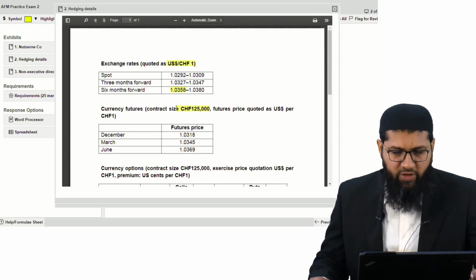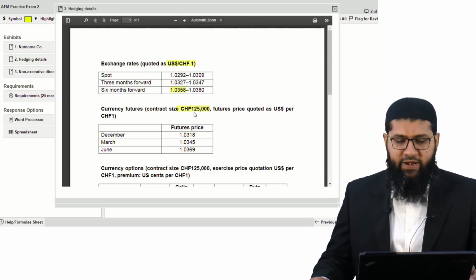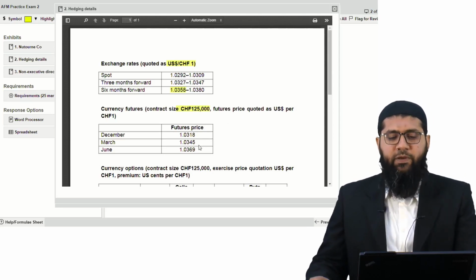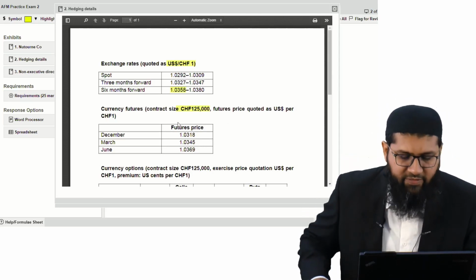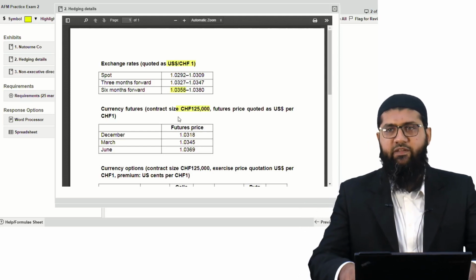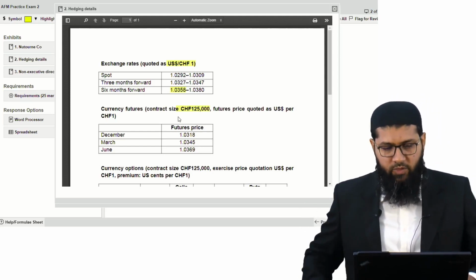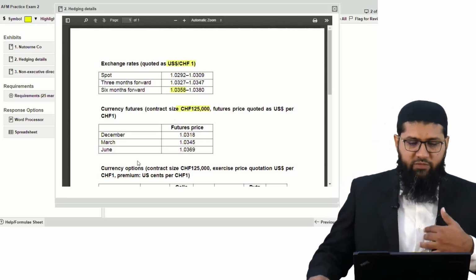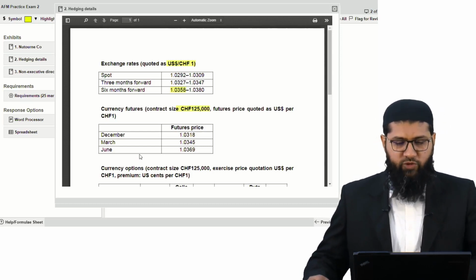The currency futures have a contract size of CHF 125,000. The prices are quoted as USD per CHF. That's how the prices are quoted. Now what next is there? We have got December future, we have got March future, we have got June future.